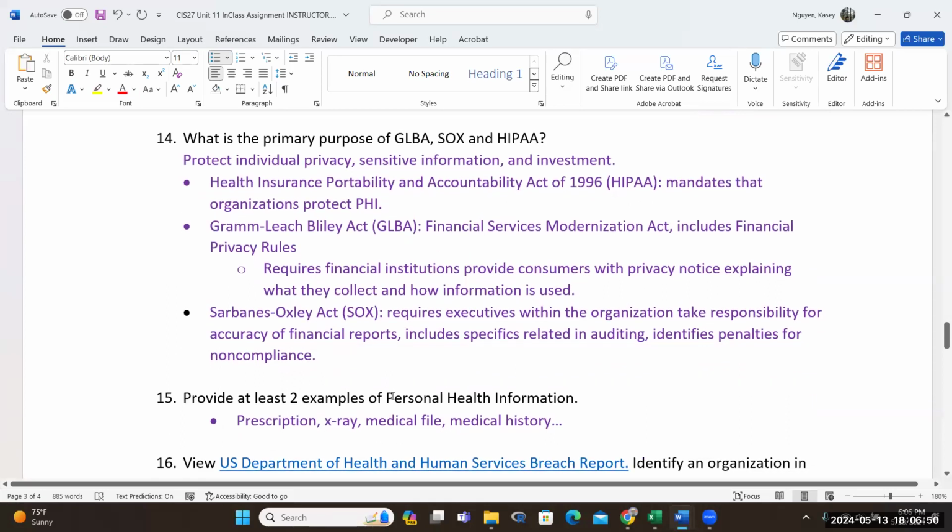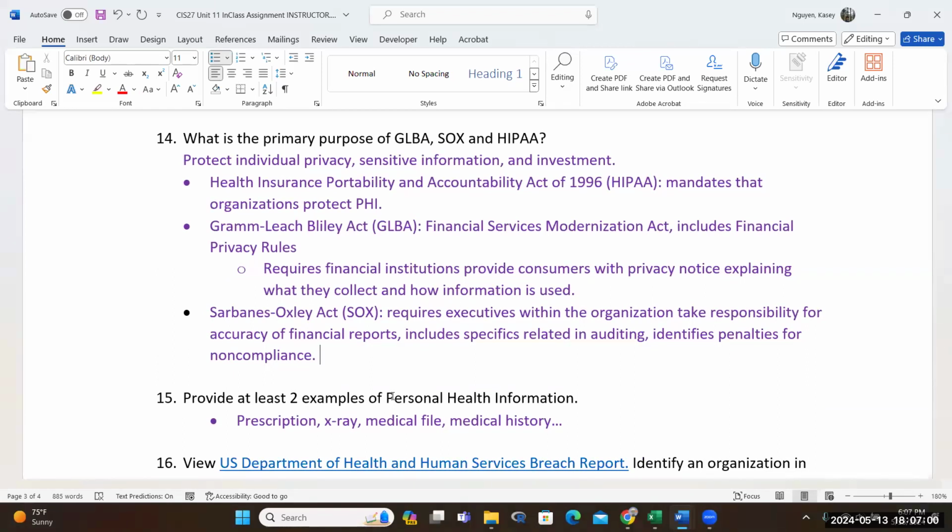So the two examples that you can use for personal health information, this is pretty common, right? Prescription is one, X-ray is the other, medical file, medical history. So when you fill out those papers at the doctor's office, they're required to convert them to digital files, and they need to protect your medical file. The ones that don't convert to digital files have to make sure that they physically protect your file. So nobody would be able to get access to your file and read your file, right? That's HIPAA.